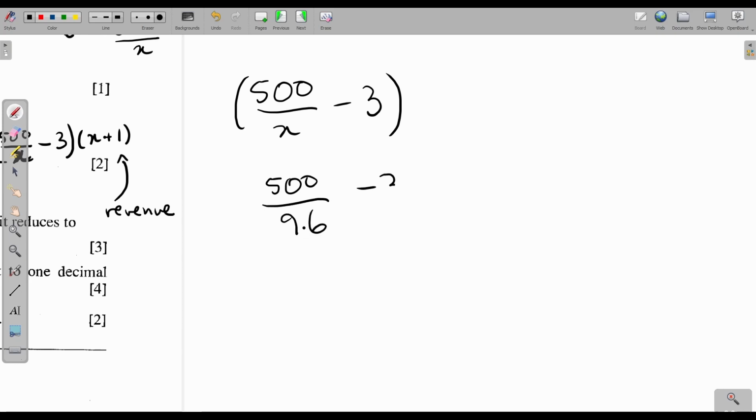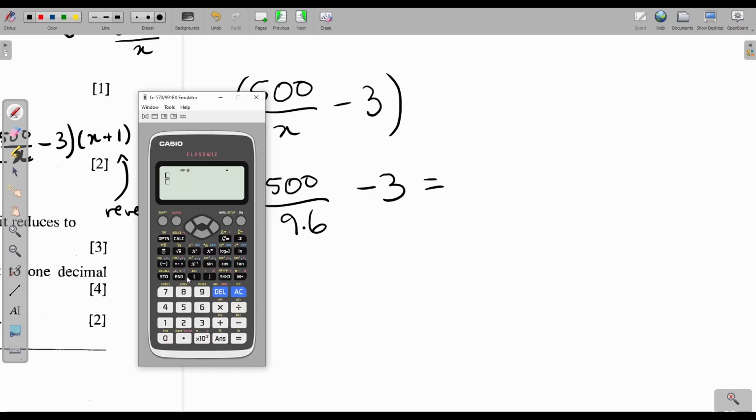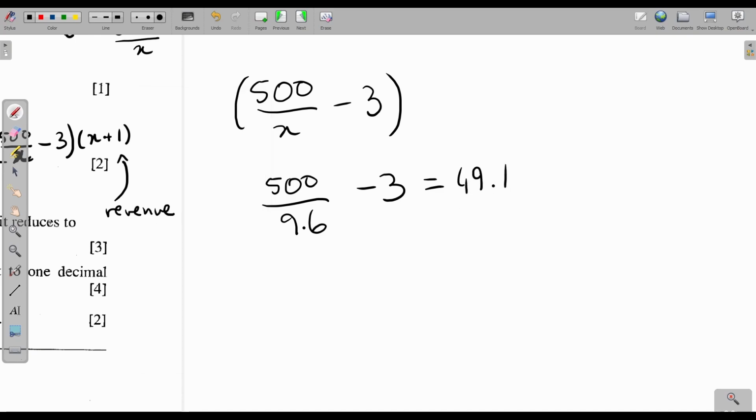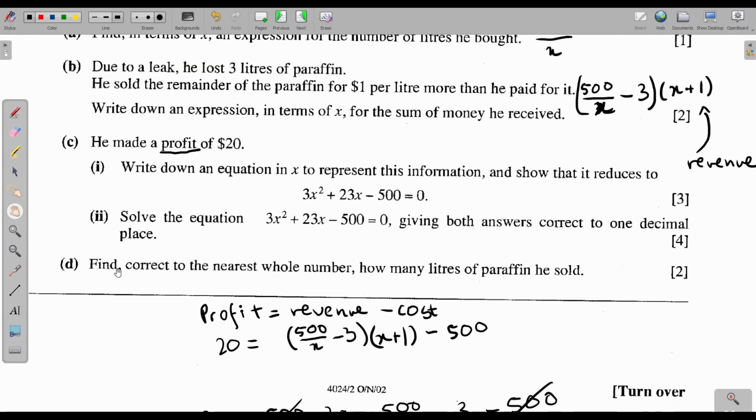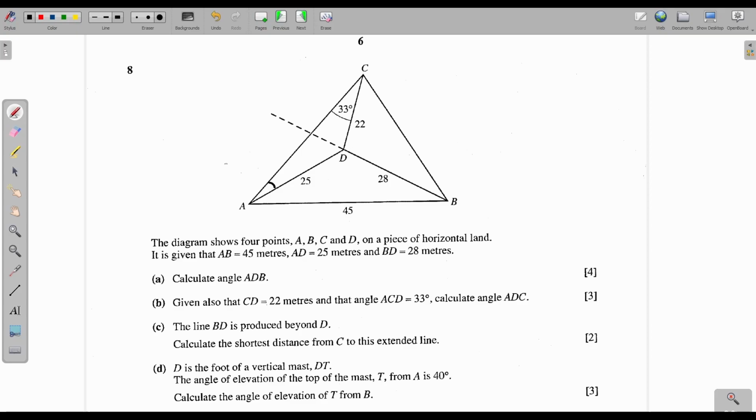So 9.6 minus 3, and again, we can just use our calculator to do 500 over 9.6 minus 3. And that gives us 49.1 if we're doing it to one decimal place. However, I think it said find correct to the nearest whole number the liters he sold. So the whole number is basically going to be 49. That is done.